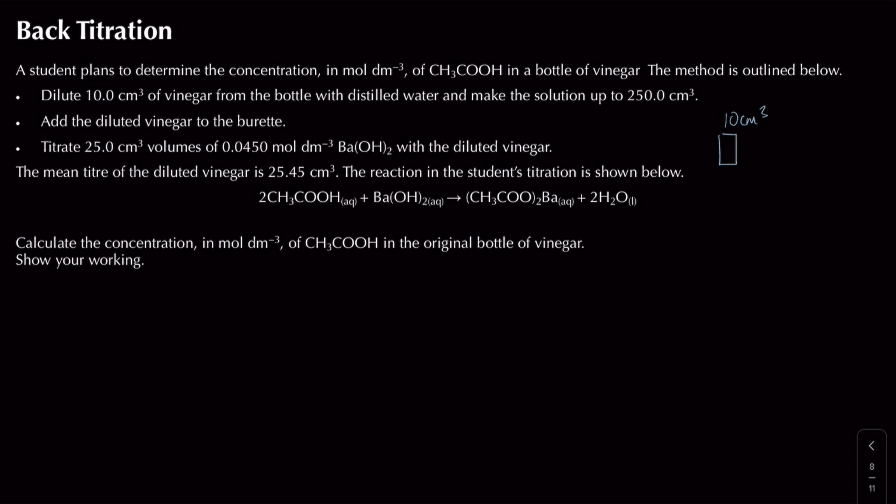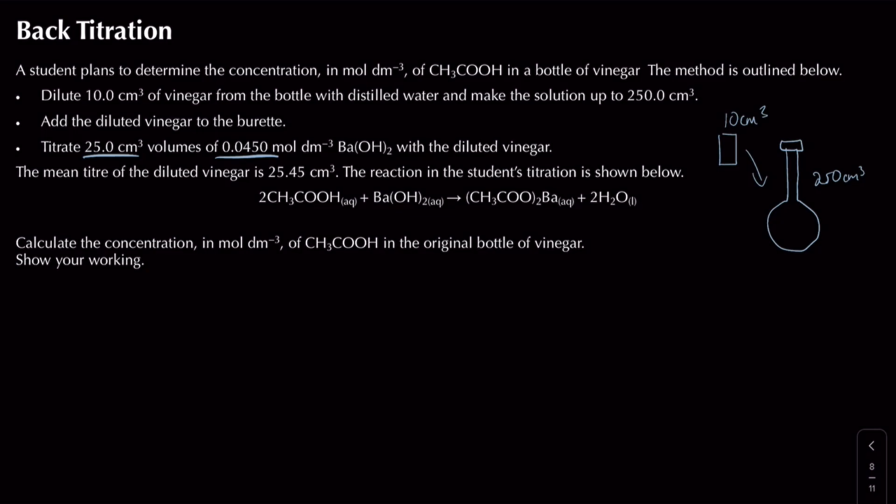We're told that this is going to be diluted and made up to a standard solution of 250 centimeters cubed. So of course, we're going to turn that into a solution. A volumetric flask is what we're going to use, and it's going to have a volume of 250 centimeters cubed. Once we've done that, we're going to add the diluted vinegar to the burette and titrate 25 centimeter cubed volumes of 0.0450 mole per decimeter cubed barium hydroxide with the diluted vinegar itself. So you can see I've got my volume and my concentrations given to me over here as well.